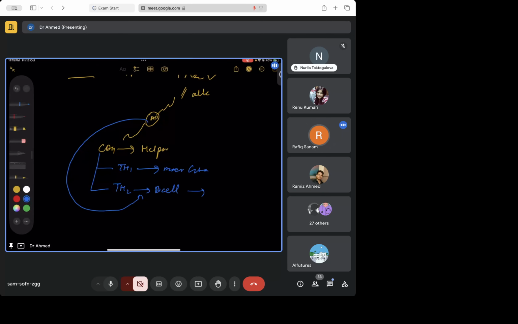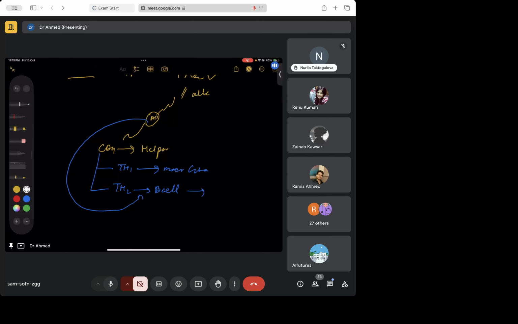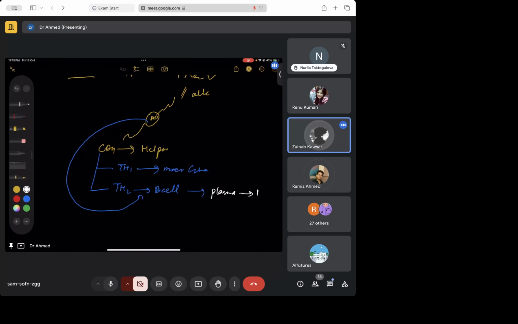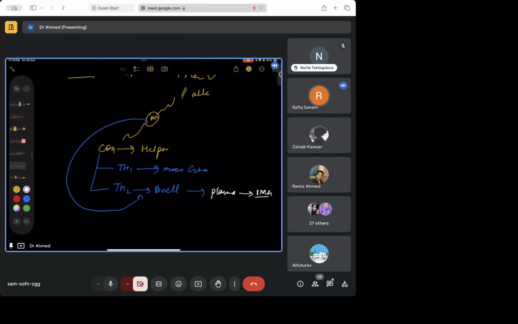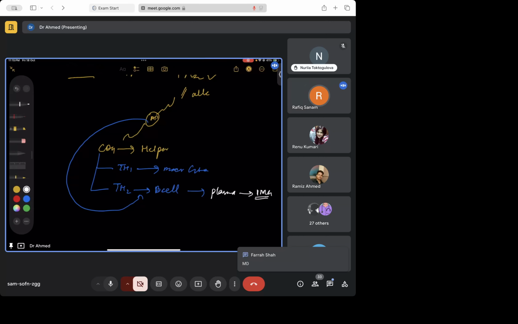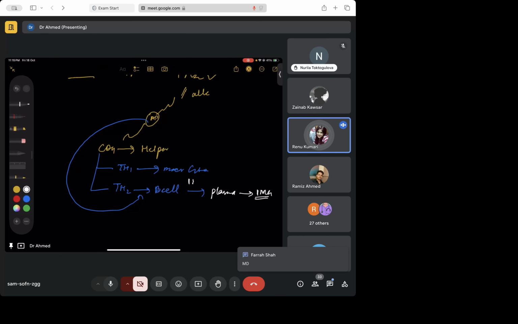You guys know B cells are going to convert into which kind of cells? Plasma cells. Plasma cells release antibodies. One of your UWorld MCQs: the first antibody released from your B cells is IgM. Perfect. Then you are going to see class switching. Which interleukin is involved in class switching? IL-4.